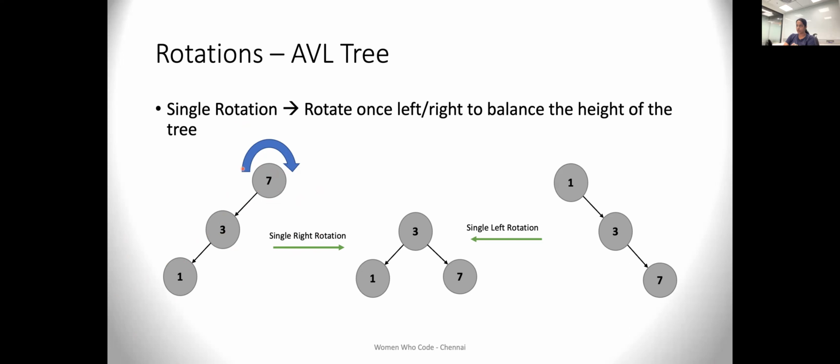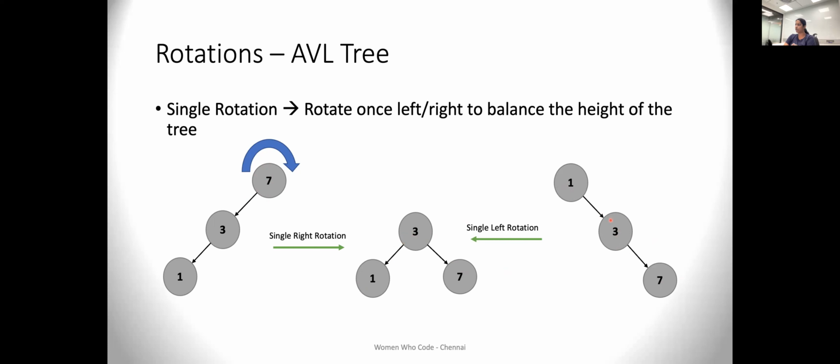In our case, it's going to be rotating this side. That is something like the right side, so you say single right rotation. The moment you rotate, you pull your root to the right and rotate it. And when I have something like this, you do a left rotation. You pull it this side, and 1, 3, 7. So either way, it's the same.